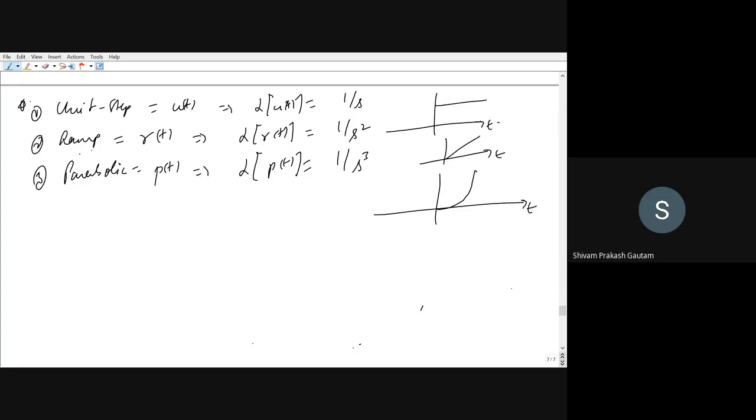We will see one more signal which is very important as far as this control system course is concerned. That function is called the impulse function or impulse signal, and it is denoted by del t.